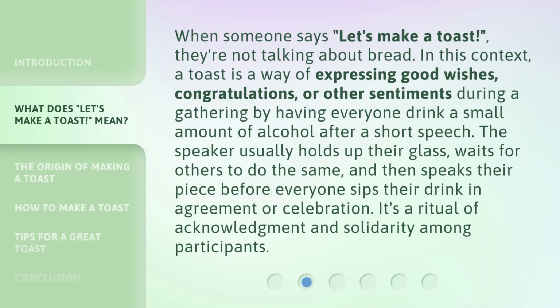When someone says, "Let's make a toast," they're not talking about bread. In this context, a toast is a way of expressing good wishes, congratulations, or other sentiments during a gathering by having everyone drink a small amount of alcohol after a short speech. The speaker usually holds up their glass, waits for others to do the same, and then speaks their piece before everyone sips their drink in agreement or celebration. It's a ritual of acknowledgement and solidarity among participants.